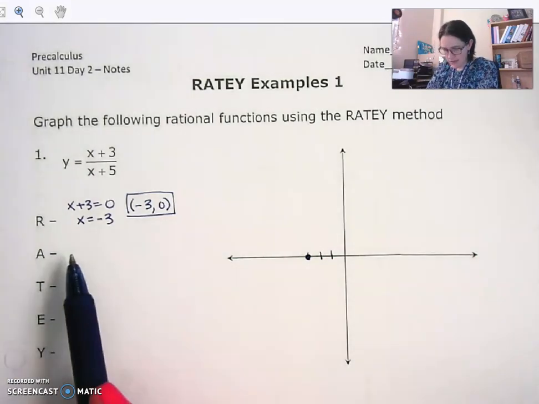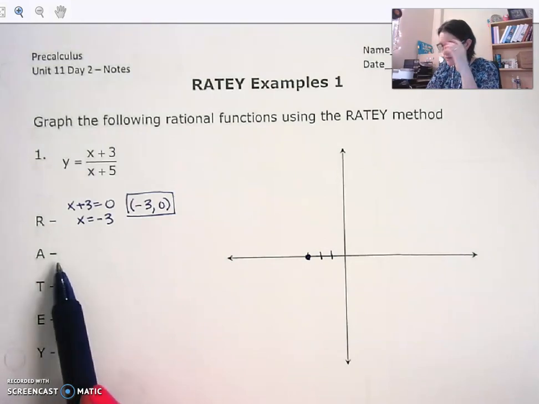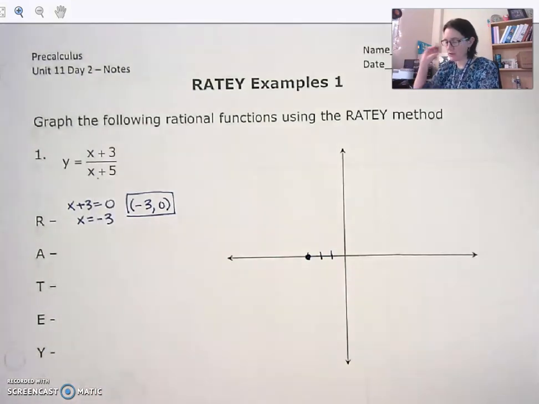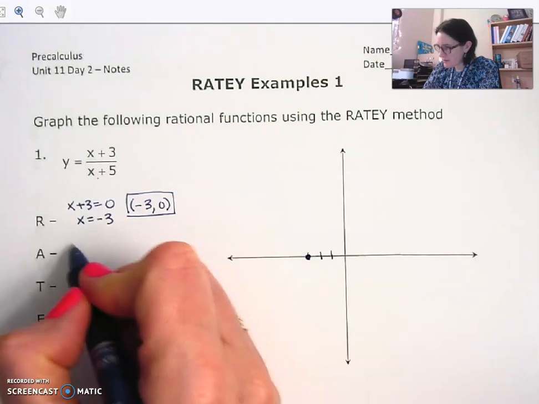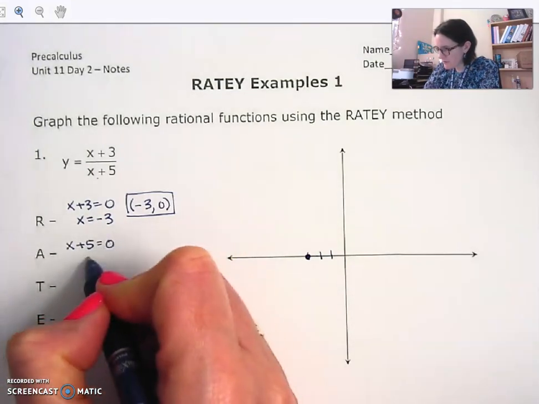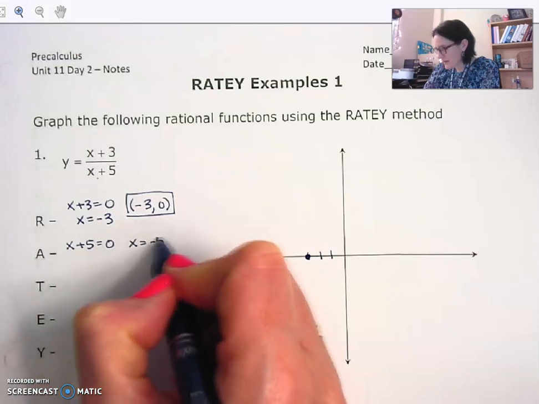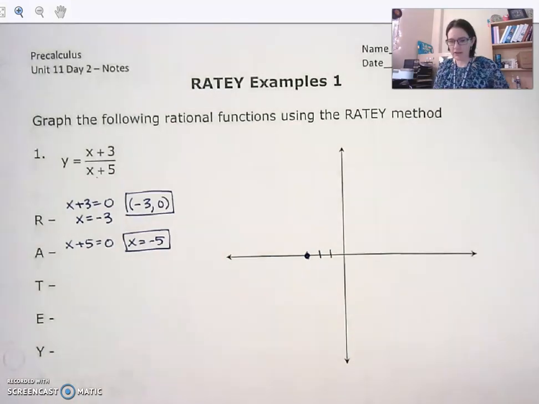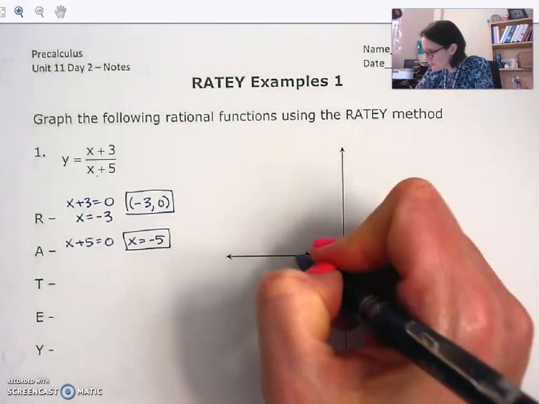Then A stands for asymptotes, specifically vertical asymptotes. The denominator cannot equal 0, so that creates a vertical asymptote there. Set it equal to 0 like we did the numerator, and solve. And in this case, we can leave it as x equals -5 because that is the graph of a line, which our asymptote is a line. So I'm going to go ahead and graph that here.